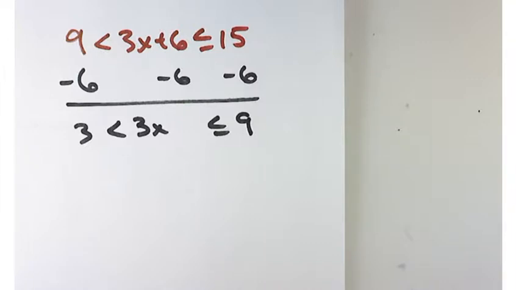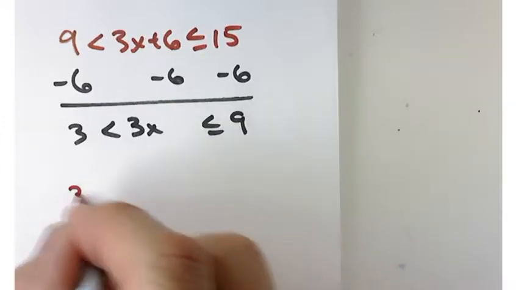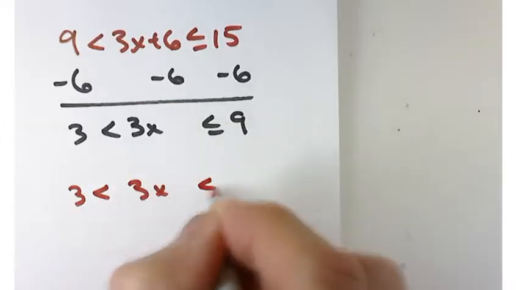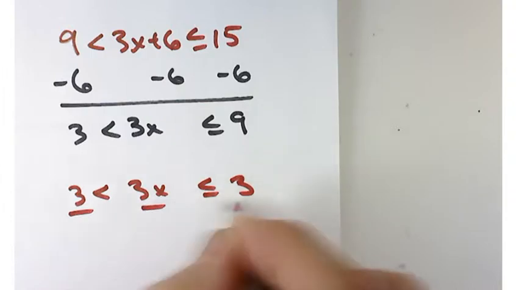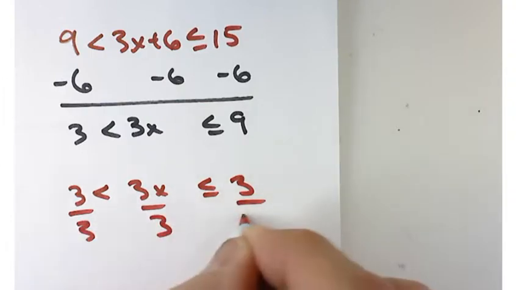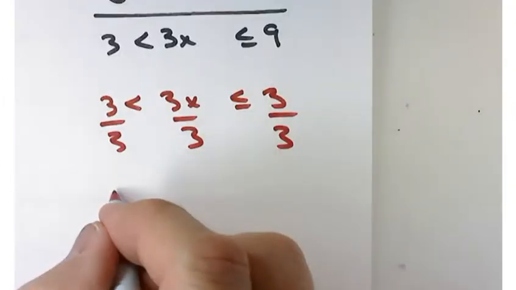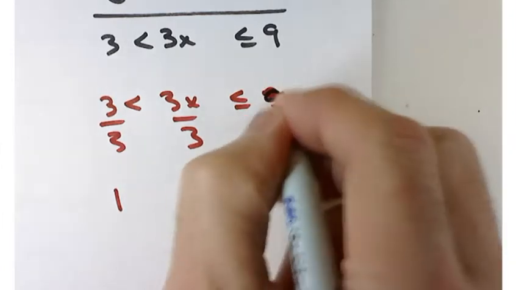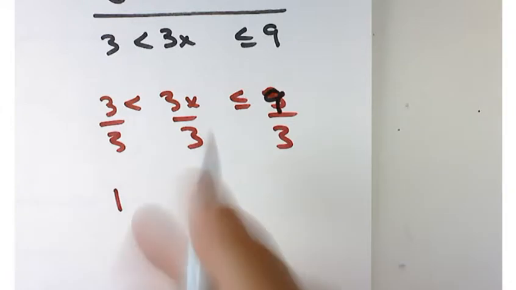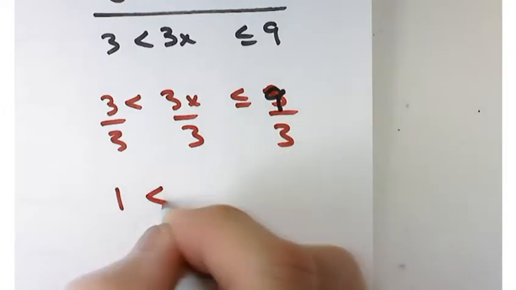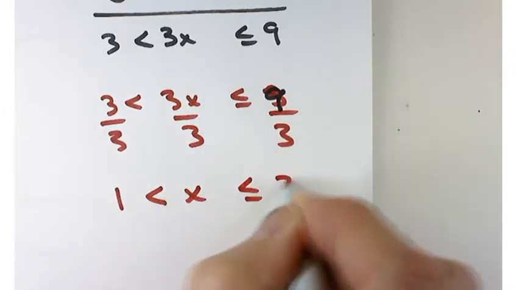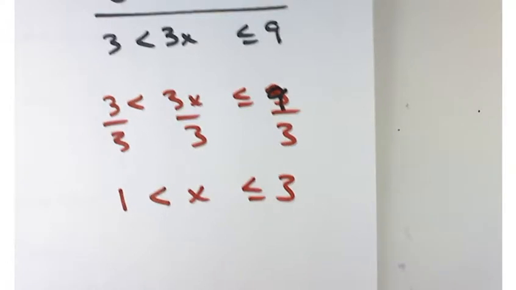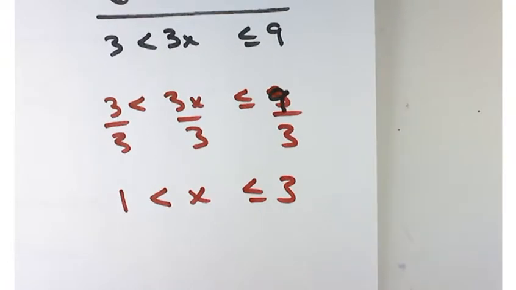Then what? Yeah, divide by 3. All right, so everything here gets divided by 3. And we end up with, let's see, there should be a 9 here. My bad. 1 is less than x is less than or equal to 3. Okay, so kind of similar to the last one. And let's see what happens when we graph it.